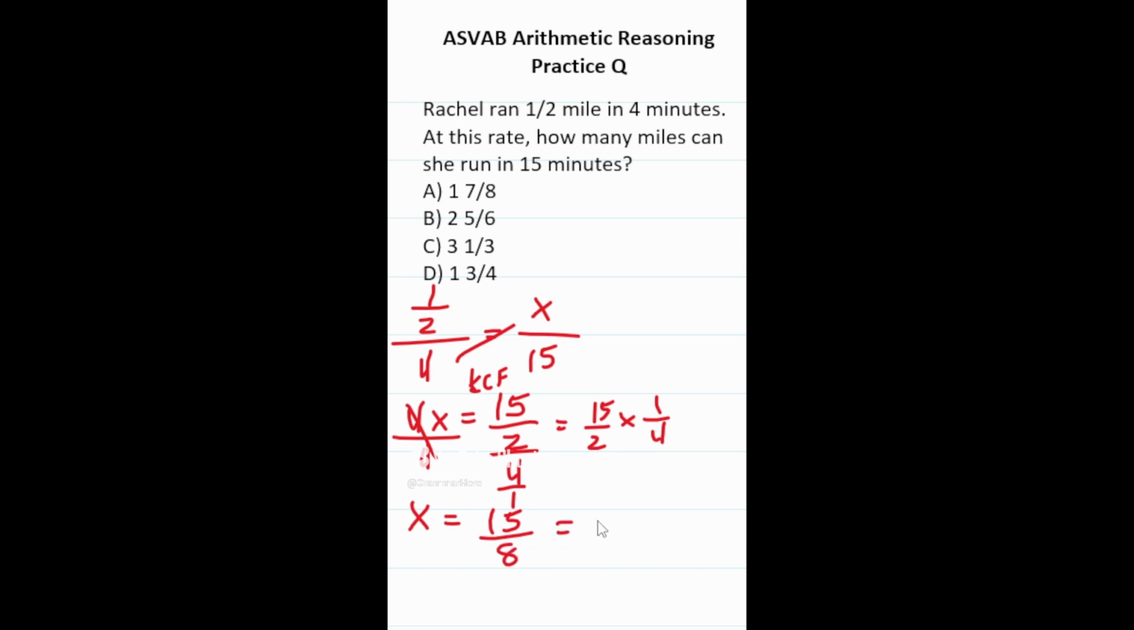Let's convert that to a mixed number. That's going to be 1. 8 goes into 15 one time with 7/8 remaining. So the answer to this one is A, 1 7/8.